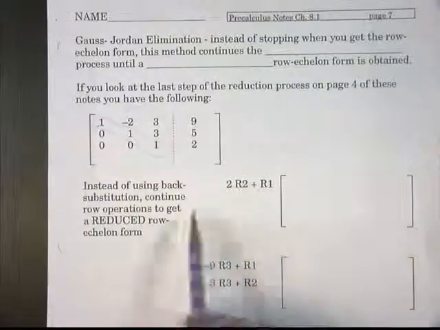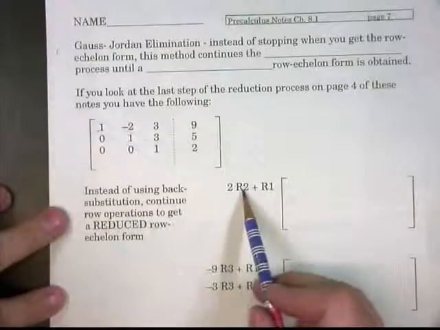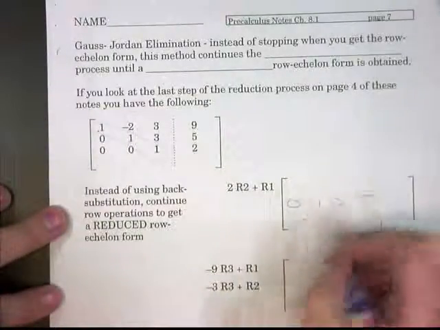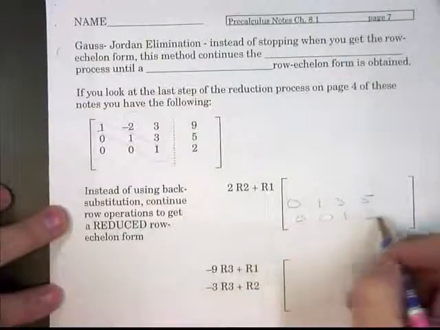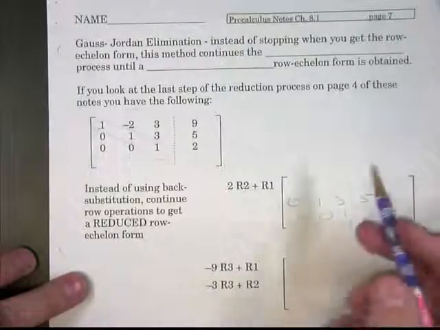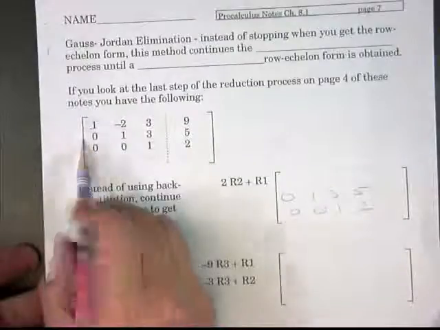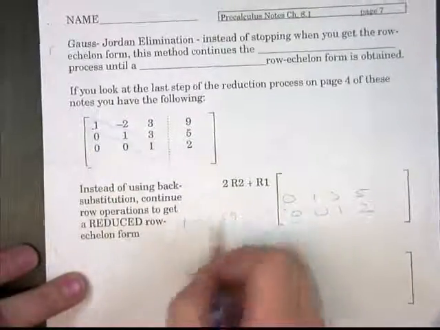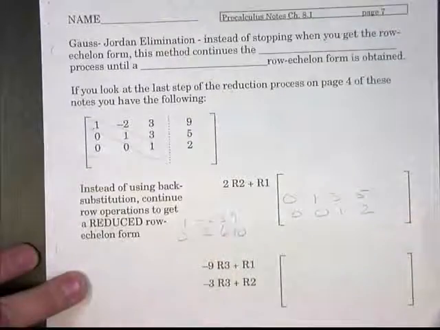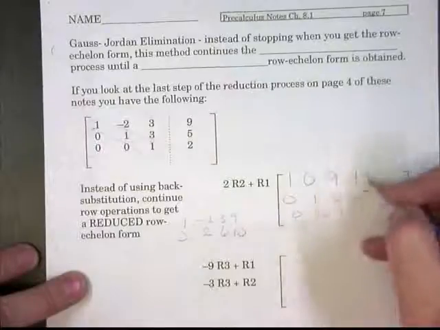And again, it's going to walk us through this process. So we're going to take 2 times the second row, which means the second row is staying. Third row is staying. And we're going to add it to row 1. So second times the row 2 is 0, 2, 6, and 10. So I get 1, 0, 9, 19.